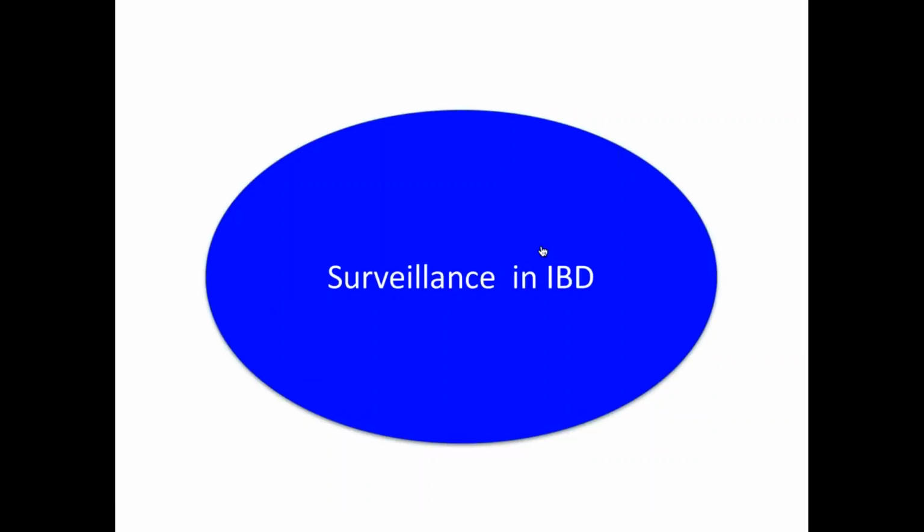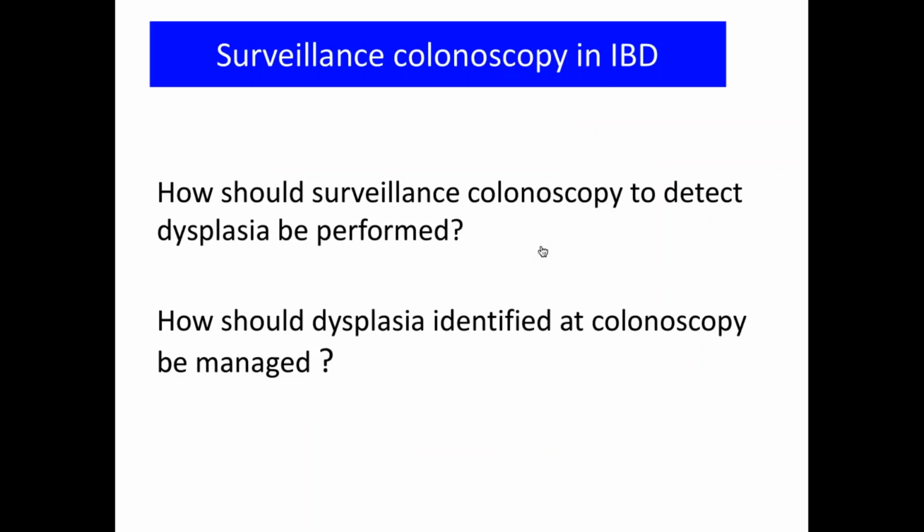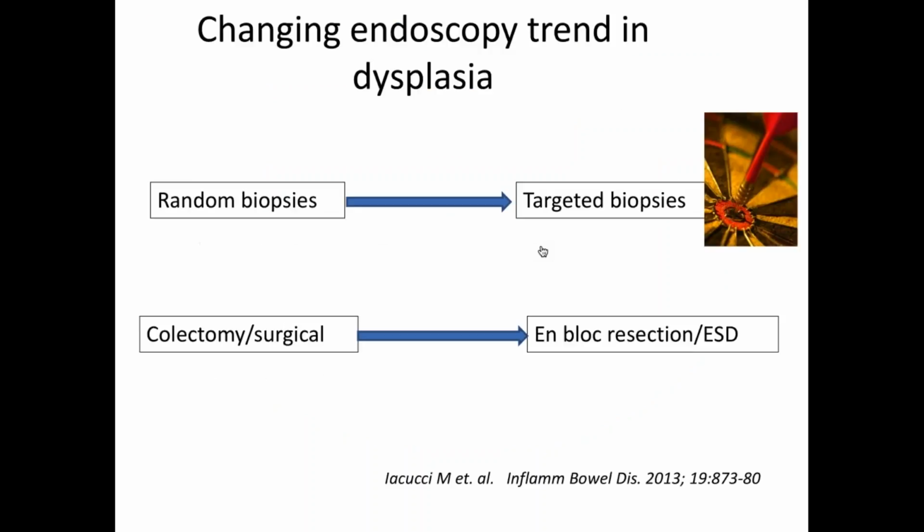But moving to another hot topic in IBD, we need to talk about surveillance. Surveillance is still debated: how surveillance should be performed and how dysplasia should be managed. The standard of care is considered chromoendoscopy. We are moving from random biopsies to targeted biopsies and from colectomy to en bloc resection.